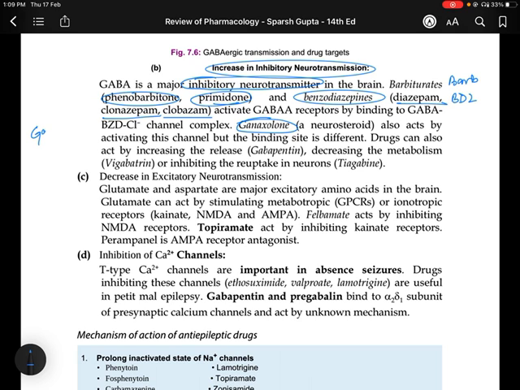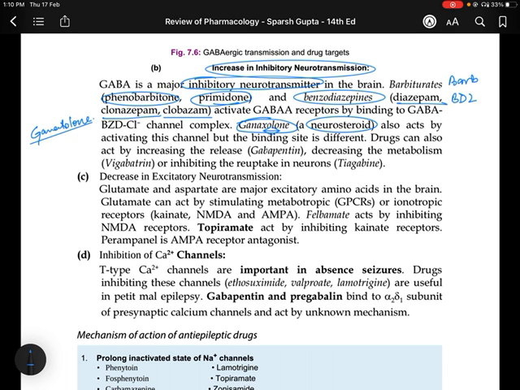There's also ganaxolone. It also acts by activating this channel, but the binding site is different. Basically, ganaxolone is a neurosteroid. So it acts by activating this channel, but the binding site is not the same as GABA, benzodiazepine, or barbiturate. Ganaxolone has a different binding site.